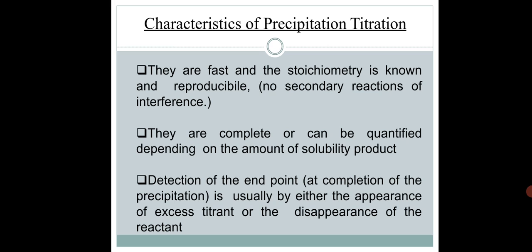Then the characteristics of precipitation titration. So, they are fast and reproducible, they are complete, can be quantified depending on the amount of solubility product, and the detection of the endpoint is usually either by the appearance of excess titrant or the disappearance of the reactant. It is also rapid and quantitative, and the precipitate must be insoluble.